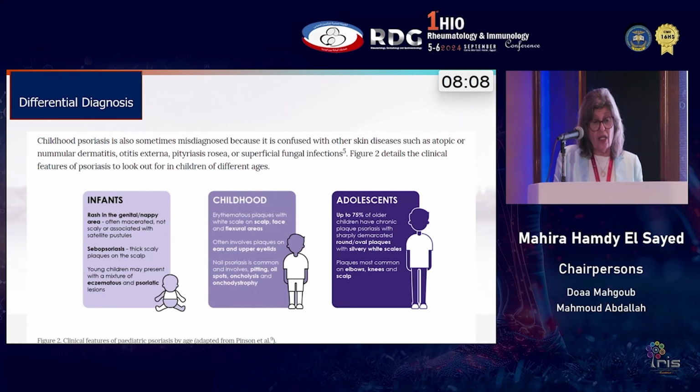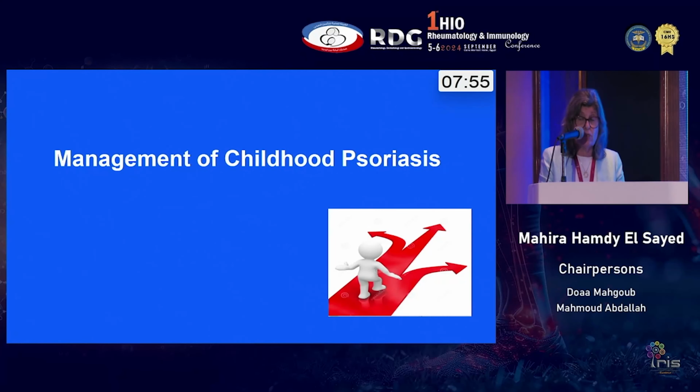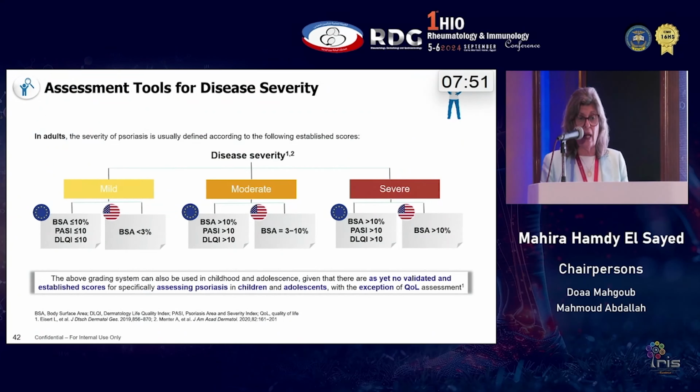Psoriasis in children is challenging because it can be misdiagnosed as atopic dermatitis, or sometimes pityriasis rosea, or fungal infections. There are a lot of differential diagnoses that should be considered in children. And sometimes, to be honest, it's very hard from the first time to be very sure about the diagnosis.